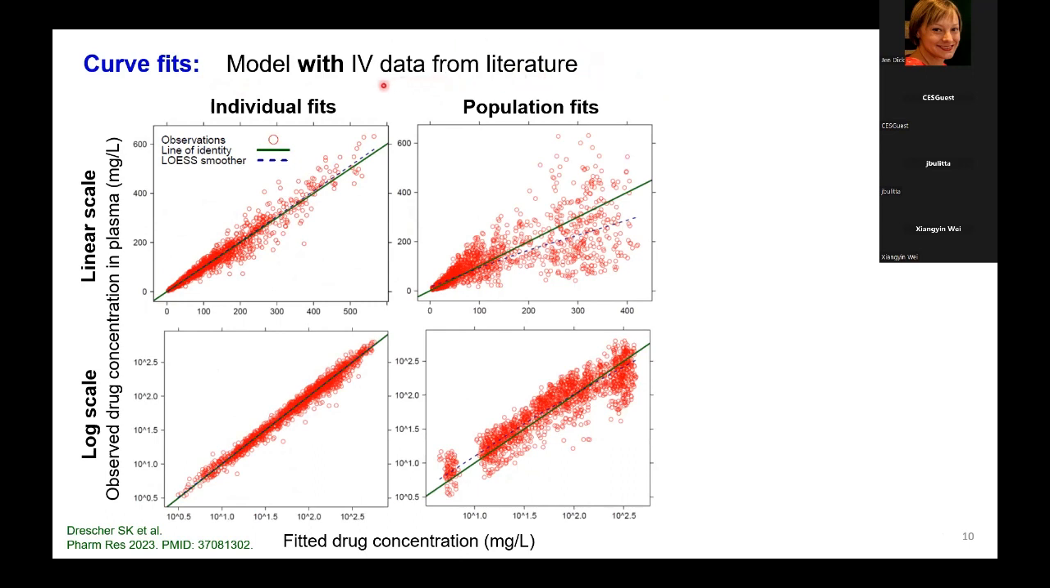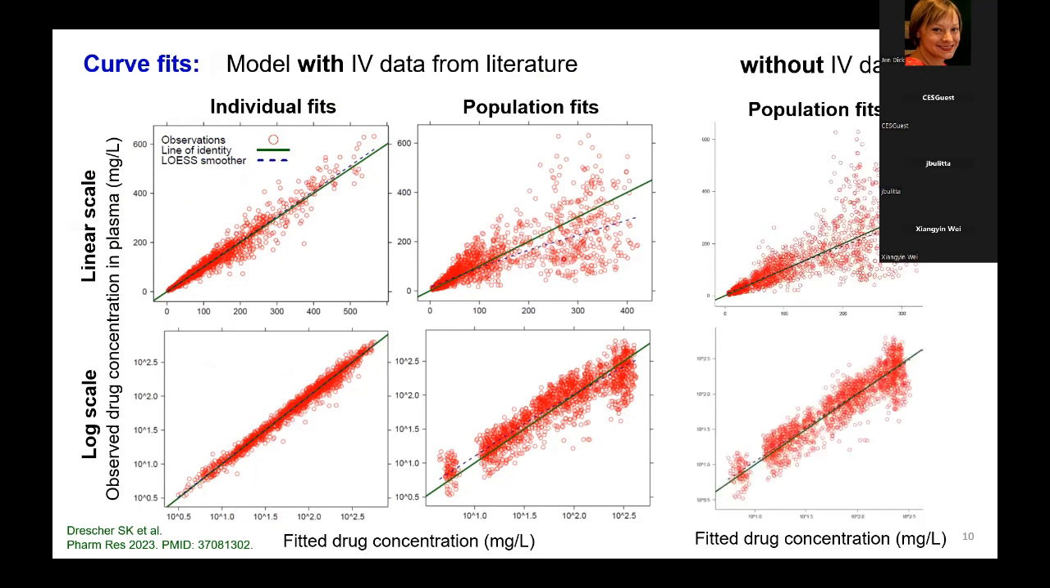This was from a study by Torsen et al. We also tried another study by Allen et al. So the individual curve fits, the observed versus fitted concentrations, were nearly perfect here. So this looked really good. But there was a slight bias, not terrible, but a little bias for the population fits.